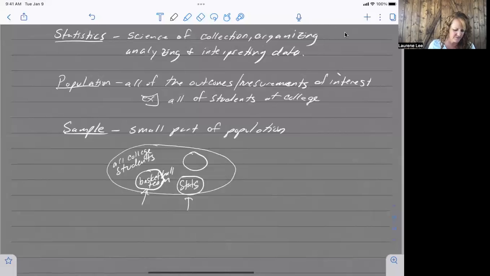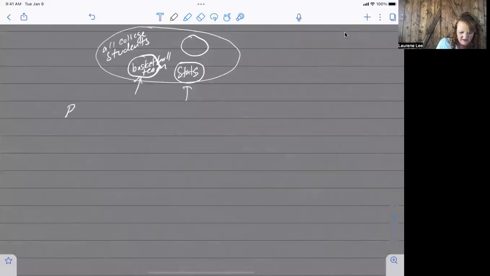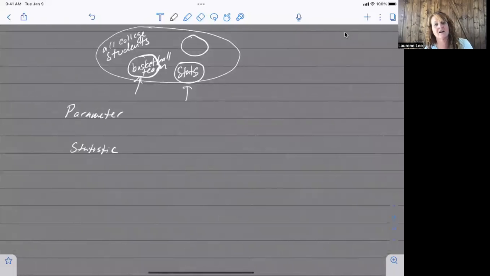So that's the idea. The main way you can tell a difference between the population and a sample is in a population, we're going to talk about all of something, and in a sample, we're going to talk about part of something, some of something. Okay, and then the last two words we're going to take a look at are parameter and statistic. Now, this is a statistic, not statistics. Statistics is the science, the study of all of these things, but a statistic itself is a different vocabulary word. So don't get confused between those two.